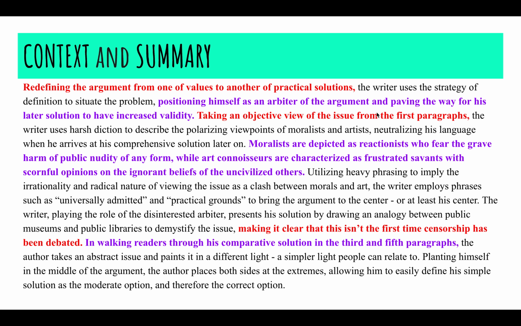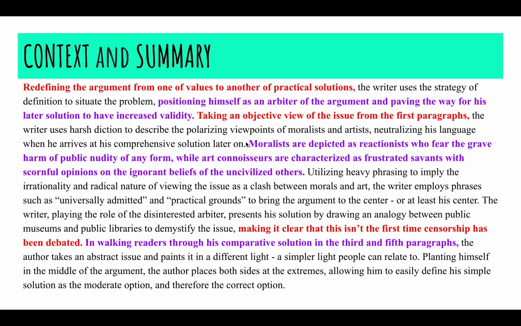That's context, right? And then he tells me that moralists are depicted as reactionists who fear the grave harm of public nudity of any form, while art connoisseurs are characterized as frustrated savants with scornful opinions. It's a very, very highly stylistic summary, but it is a summary. And this is good. Now I know what the issue is. The moralists are depicted as this, and the art connoisseurs are depicted as that. Now I know what the summary of the conversation is in that text.